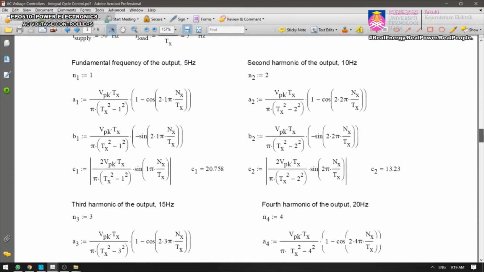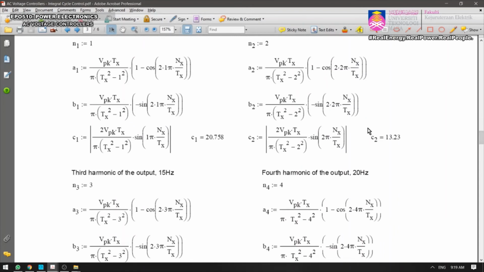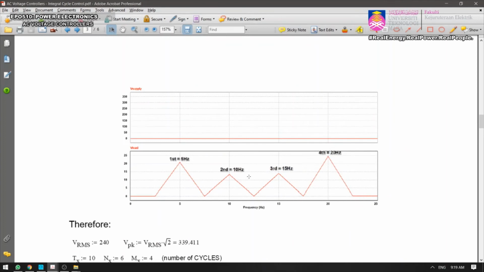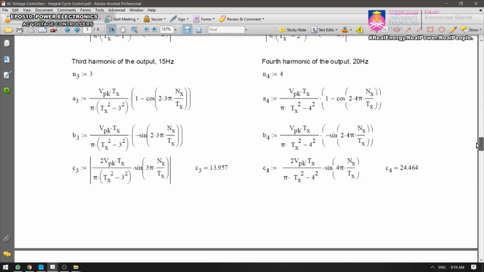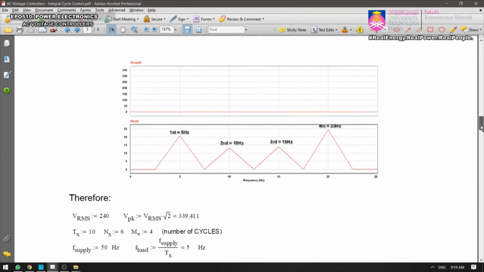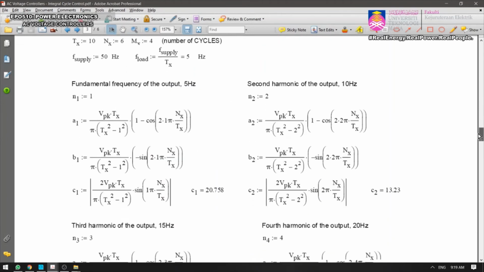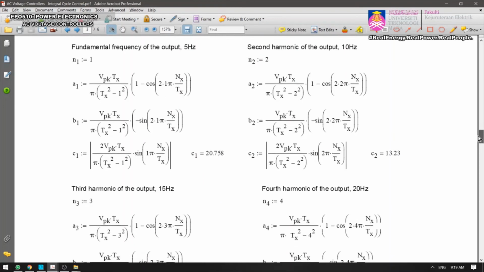And for C2, 13.23. So therefore, if you trace this, you will get about 13 volts at the output. This is slightly higher: the third harmonic is about 13.957, and finally C4 is 24.64 volts. Right, so you can use this equation to get the harmonics.